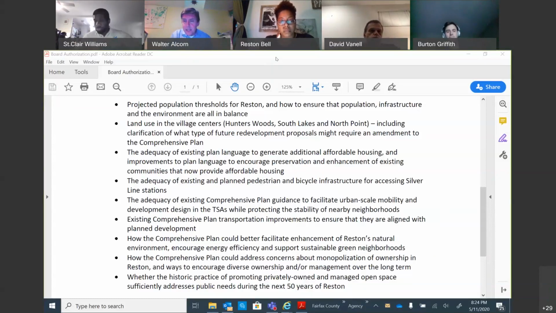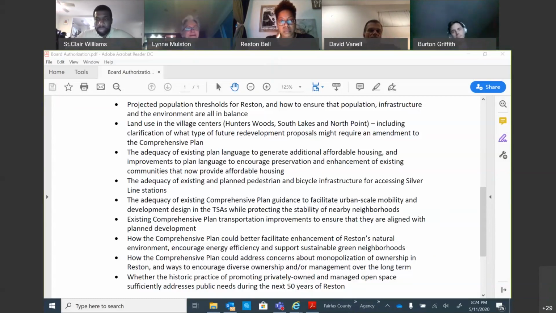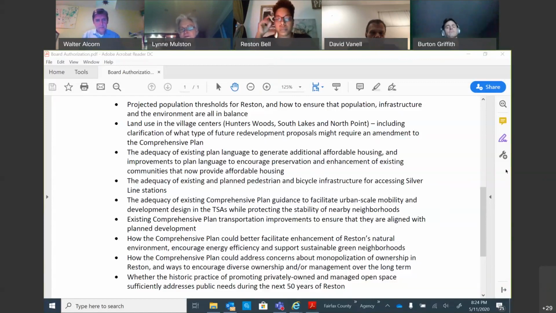I see Lynn has her hand up. Go ahead. Make sure I'm unmuting myself. My question is about the last two bullet points here. So the first question is, your bullet point, how the comprehensive plan could address concerns about monopolization of ownership in Reston. I guess my question is, are we specifically looking at Reston Town Center and Boston Properties?